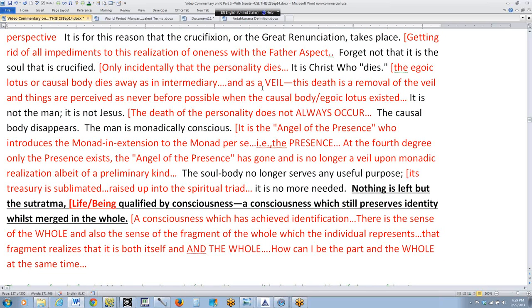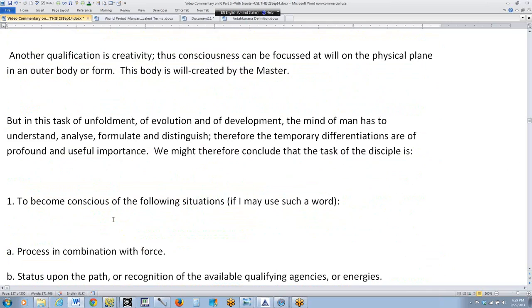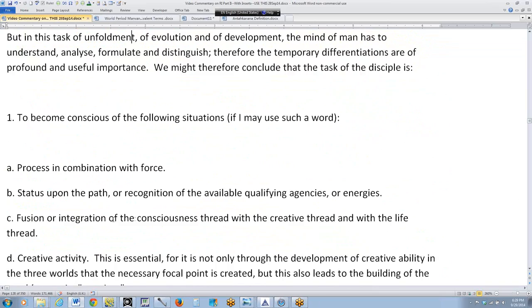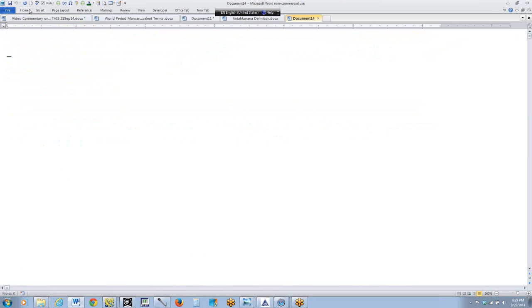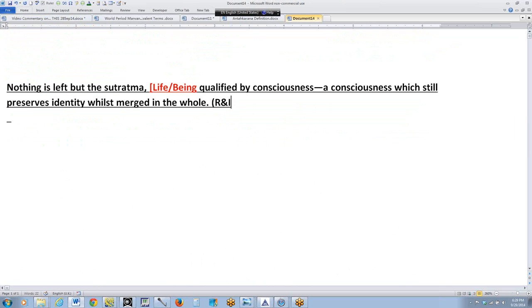Nothing is left but the Sutratma qualified by consciousness. So the Sutratma, related to the will to be, the consciousness related to the will to good, a consciousness which still preserves identity whilst merged with the whole. Sutratma and consciousness. And I wonder what page this is. I suppose it's 455. And of course I'm tempted, R and I, 455, and we will say part and whole, consciousness and Sutratma.